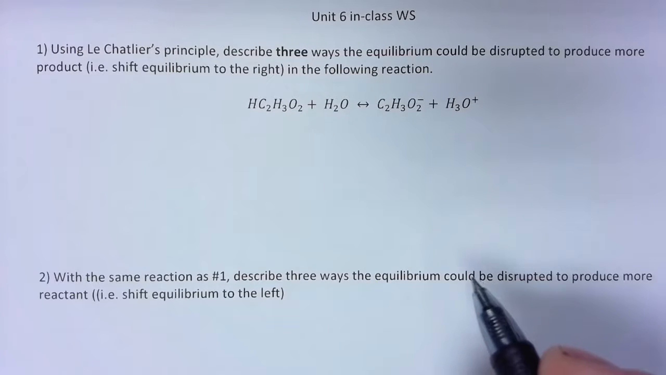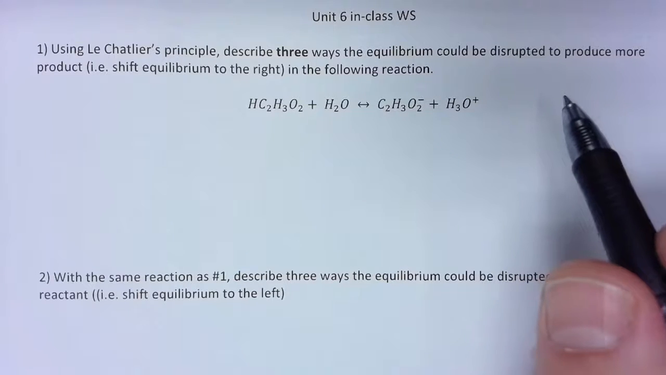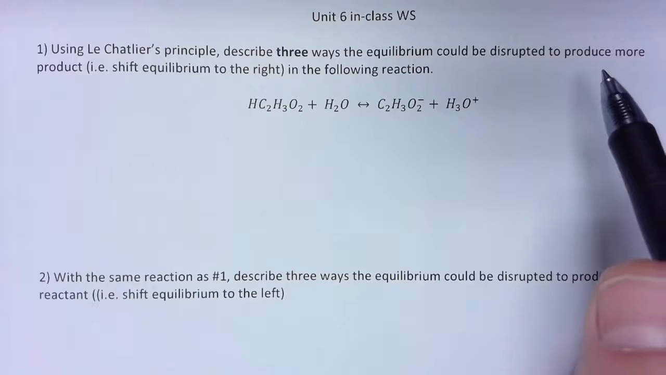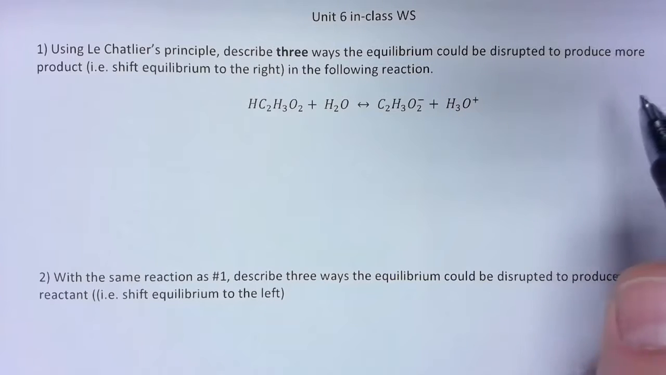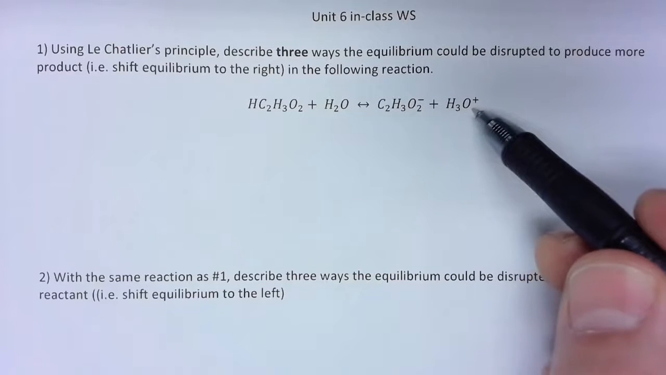Alright, in this video we're going to be going through some equilibrium problems on the in-class worksheet. Number 1 says, using Le Chatelier's principle, describe 3 ways the equilibrium could be disrupted to produce more product in the following reaction. So basically we're saying that this reaction is currently at equilibrium.